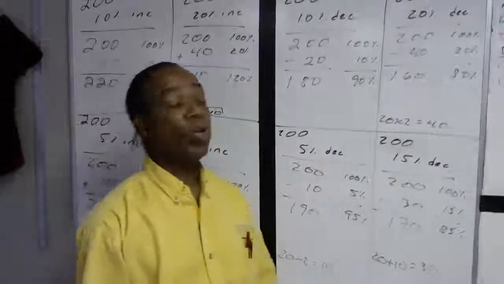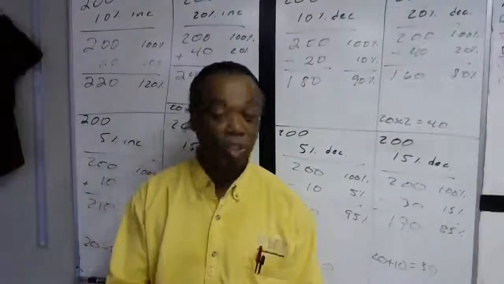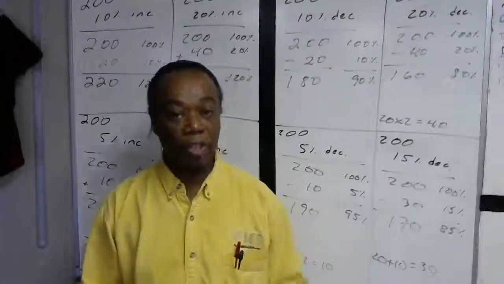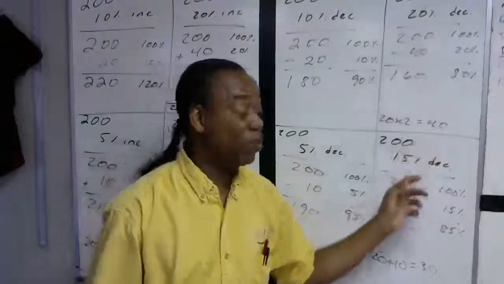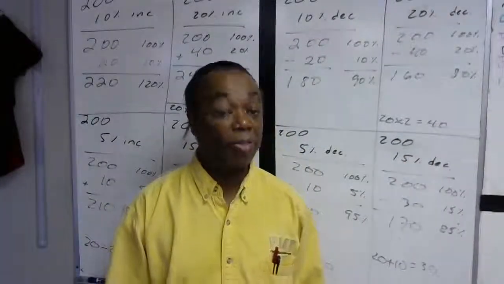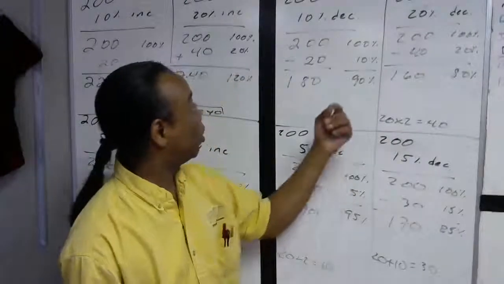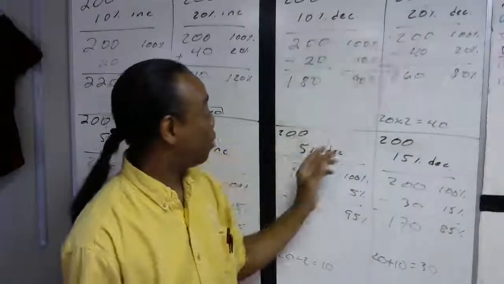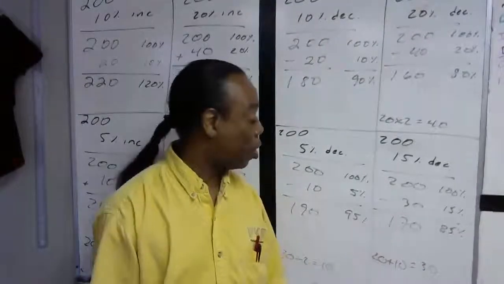Okay, now where do you typically find decreases? Decreases is when you find things on sale. They'll say this is 5% off, this will be 10% off, 20% off, 15% off. And these are very frequent sale percentages that they'll give you: 10, 20, 5, and 15. So these are ways to find out what your final cost is.